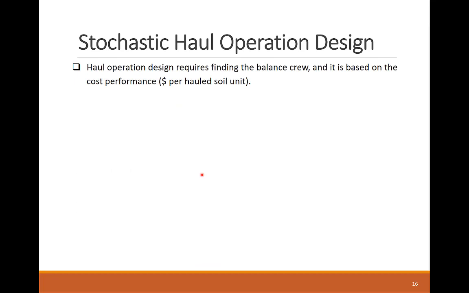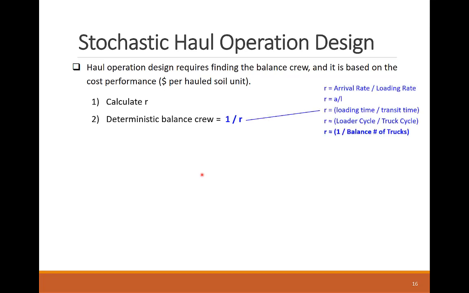Here's the process to design a whole crew based on stochastic settings. First, calculate R for the hauling operation. Second, calculate roughly the crew balance point as the inverse of factor R. This derivation here shows why the balance point equals the inverse of R.